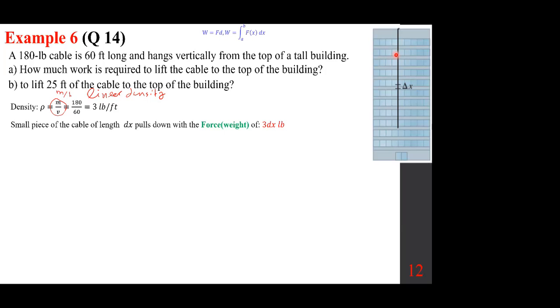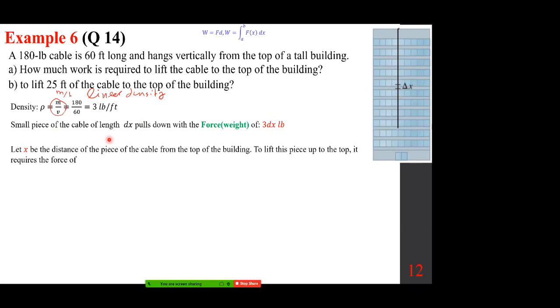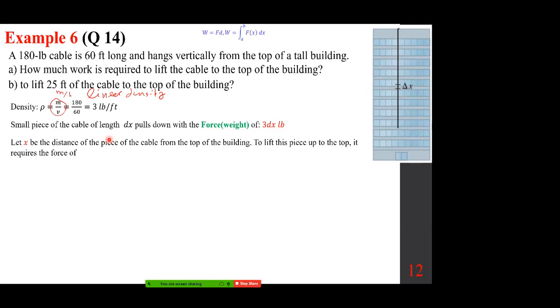3 times dx. Remember, that's why we calculate this. So 3 times dx pounds would be a small increment, a small piece of the cable. If we let x be the distance this piece has from the top of the building, then this piece has to be pulled up by x amount.